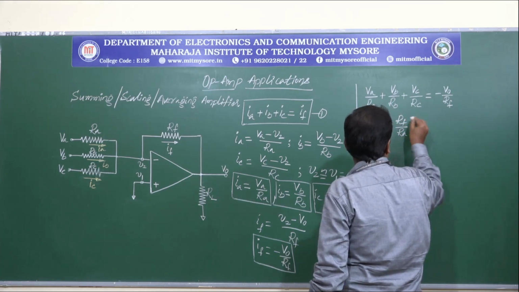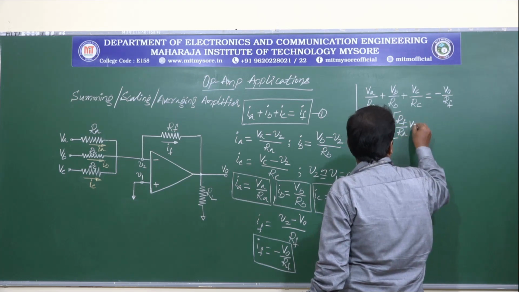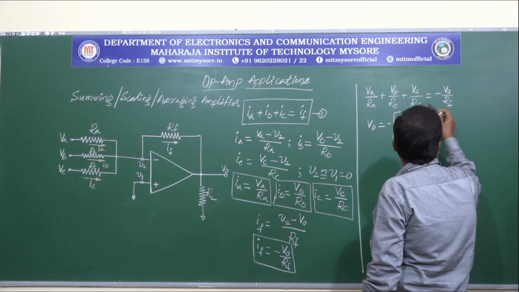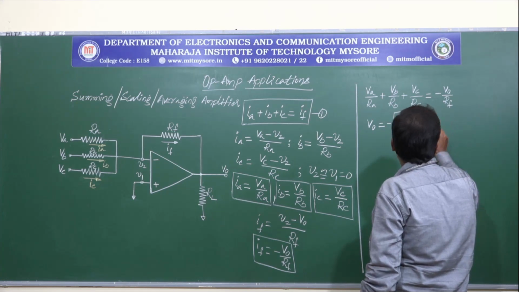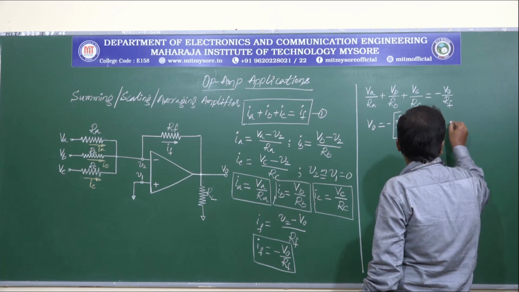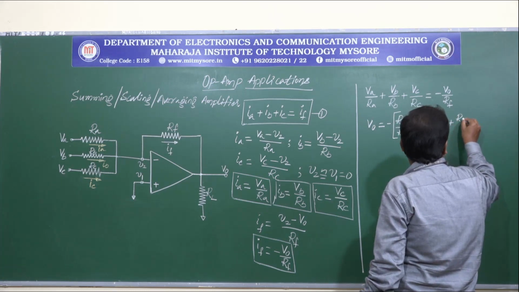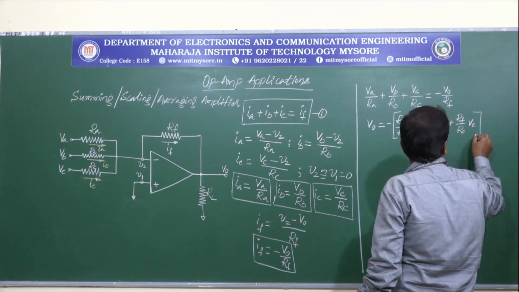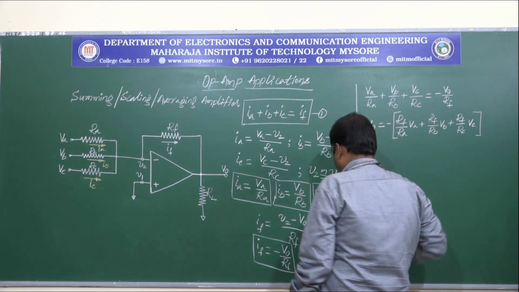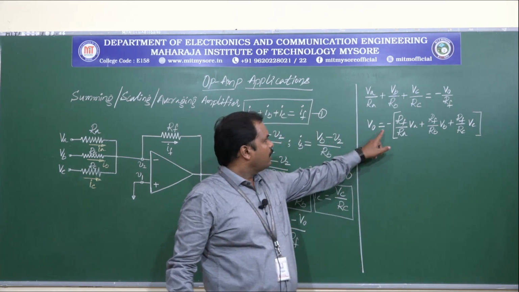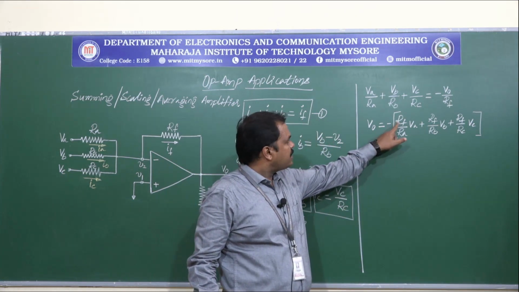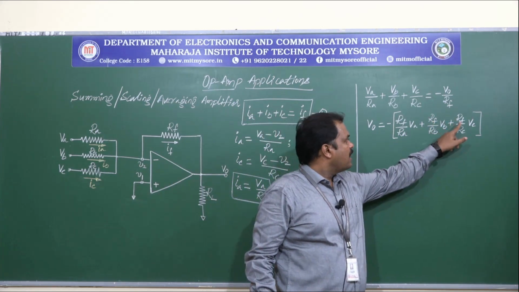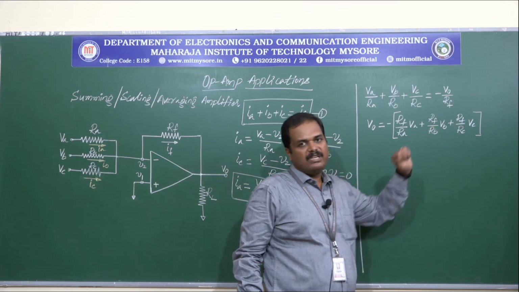RF by RA into VA plus RF by RB into VB plus RF by RC into VC. So here we have an expression for V0 which is equal to minus RF by RA into VA plus RF by RB into VB plus RF by RC into VC.